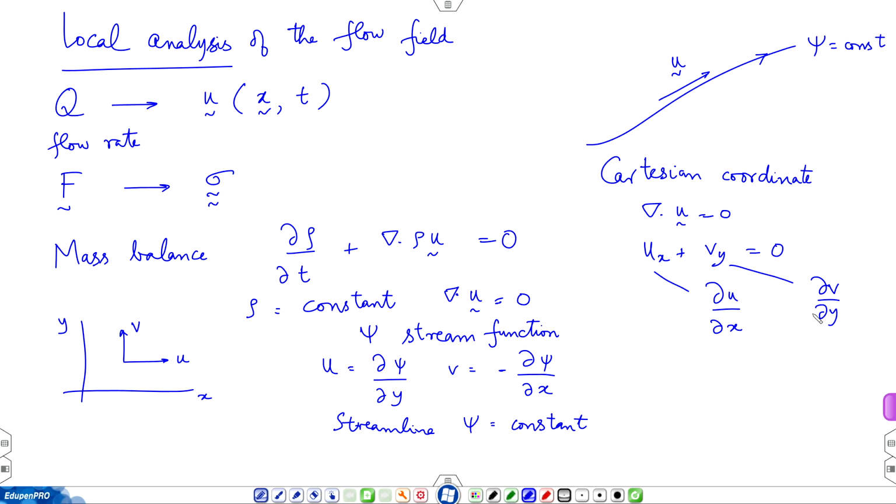So, this del dot u equal to 0 does not have time. So, does it mean steady state? No. It holds for both steady and unsteady, because the only time dependent term in mass balance is this del rho del t, and if rho is constant, that term is 0. So, this del dot u equal to 0 is both for steady and unsteady.